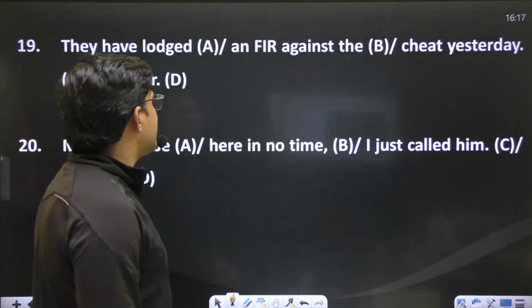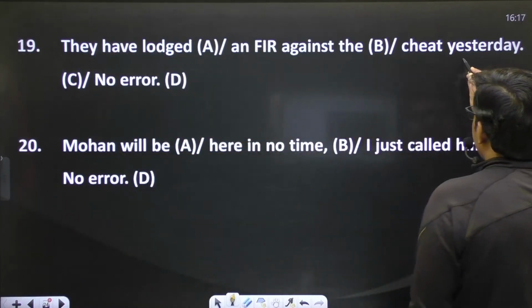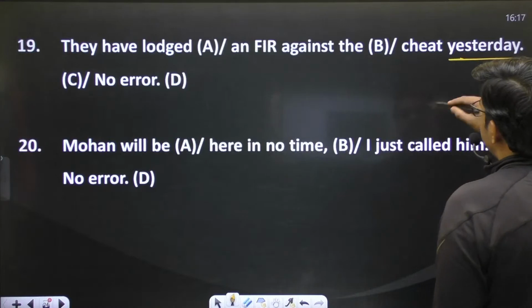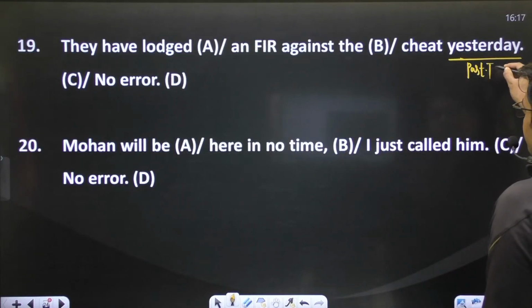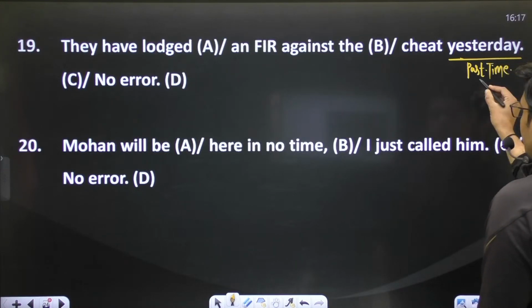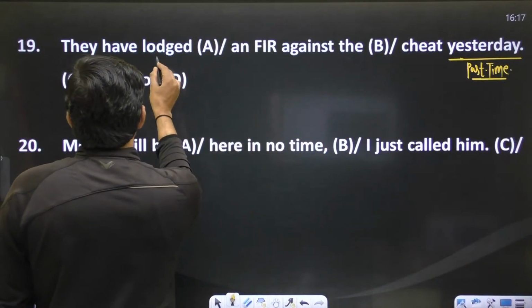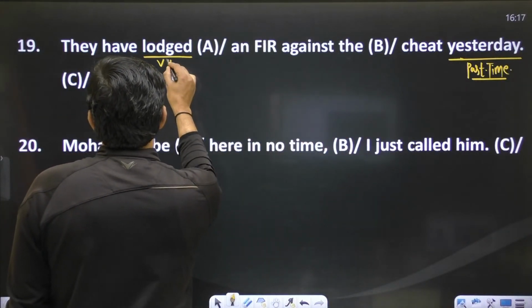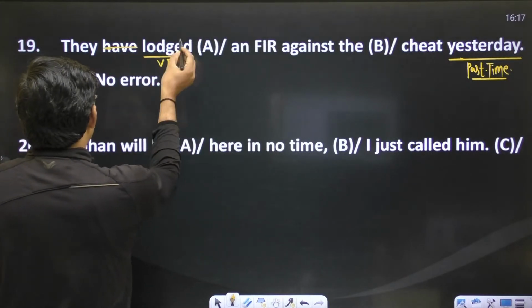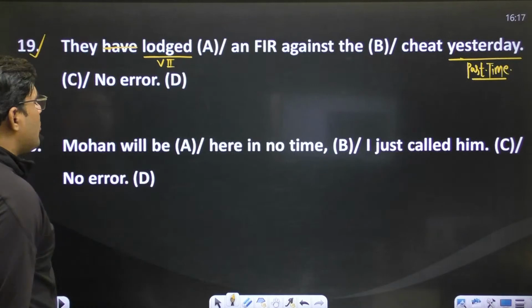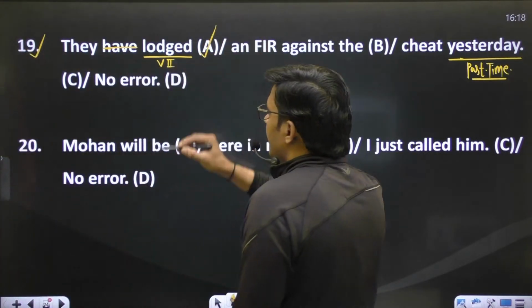They have lodged an FIR against the cheat yesterday. Now you are getting a time word yesterday, and no doubt this denotes past time, right? Yesterday denotes past time. So because of this word yesterday, we have to use past indefinite tense. So to make this present perfect into past indefinite, just drop have, and the sentence will be like, they lodged an FIR against the cheat yesterday, and you will have an error in part A.